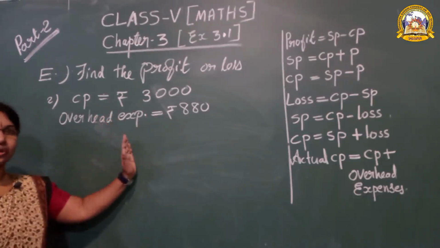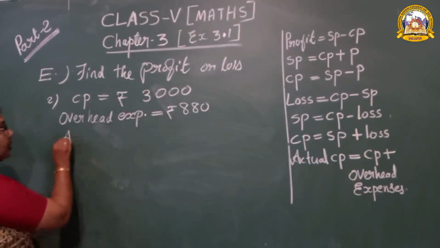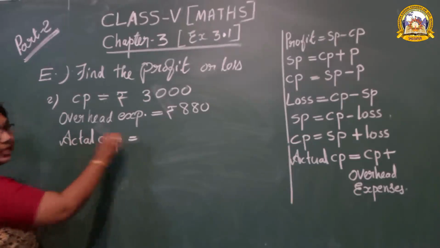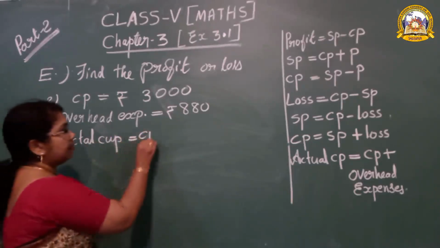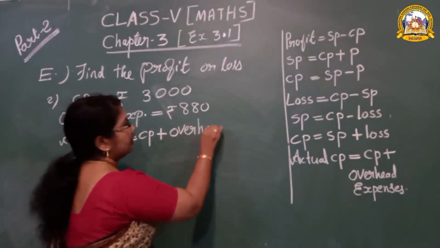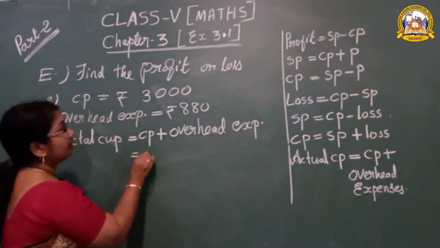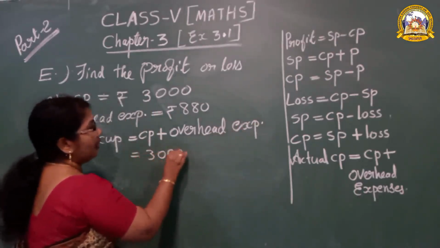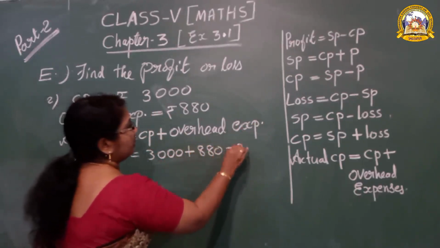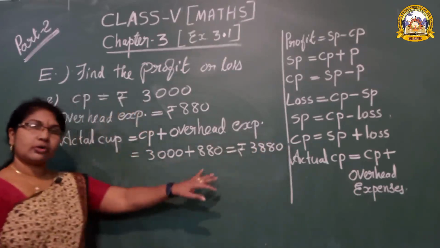Overhead expenses, what do we have to do? We have to add it to CP. It is called actual CP. What is the formula? Actual CP is CP plus overhead expenses. 3,000 plus 880 rupees. 3,880 is now the CP.